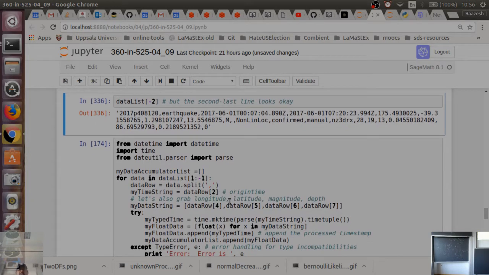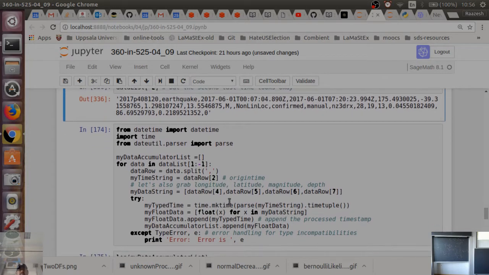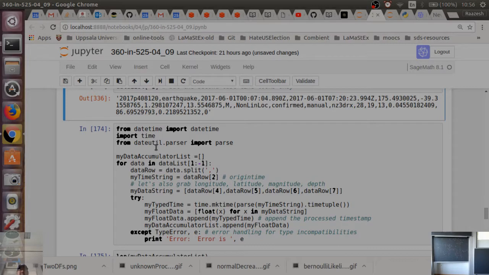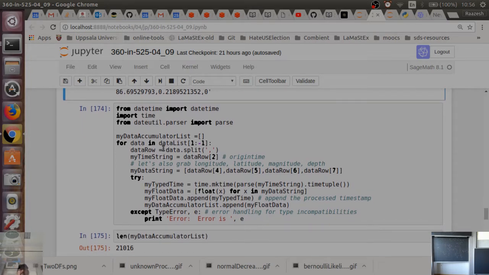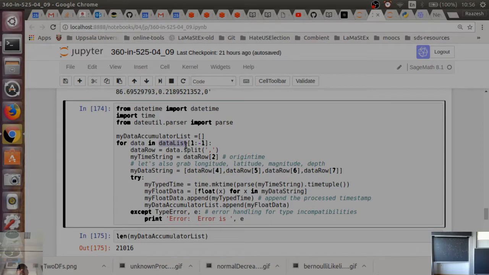Now I'm going to have all my imports in one place, so I'll have my datetime and time and the time tuple parser. Now that I have my data list already sucked in, I'm going to go from the first element, which skips the 0th index, the header, to the line before the last line, the second last line. Mahmoud had this as well last week.